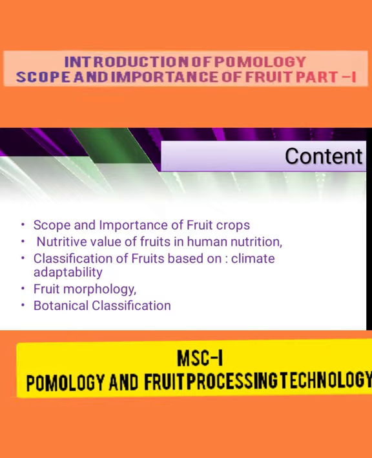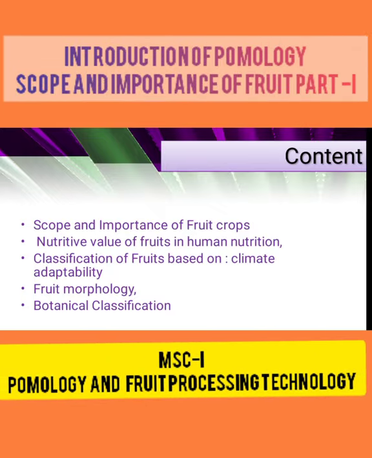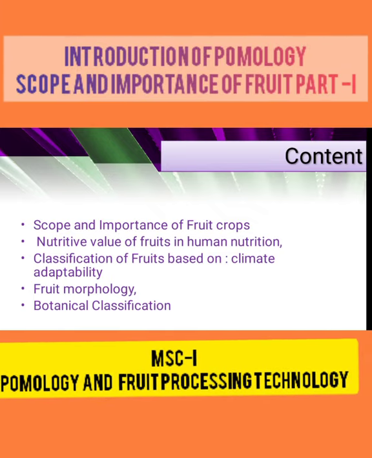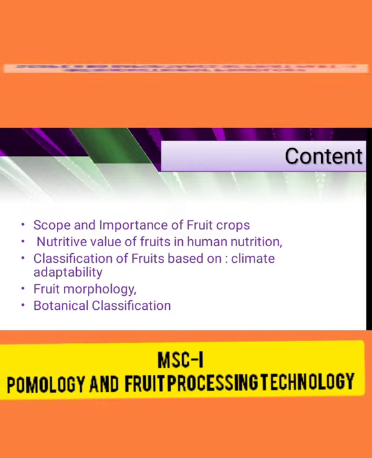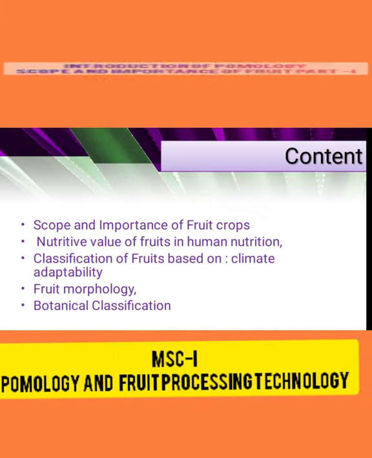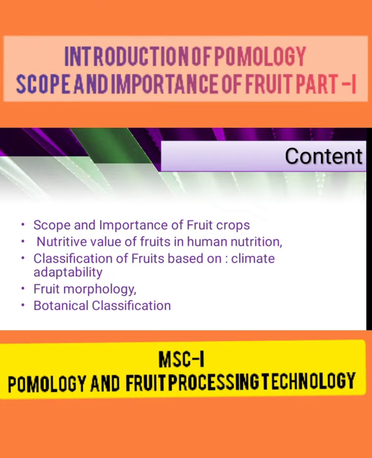Let's see the content of this chapter. In this chapter we are going to see 5 points. The first point is the scope and importance of fruit crops. Second, nutritive value of fruit in human nutrition. Then classification of fruit on the basis of climate adaptability, fruit morphology, and botanical classification. These 5 points we are going to see in this chapter.